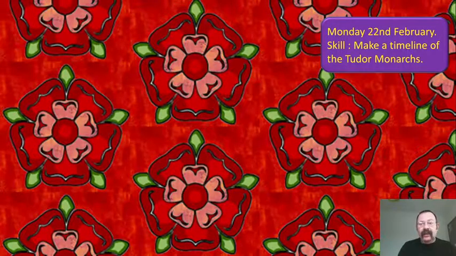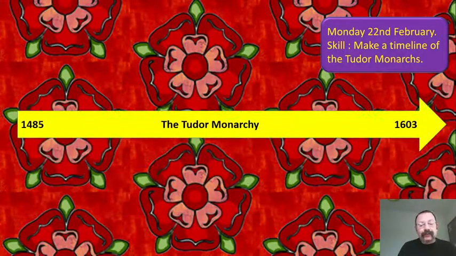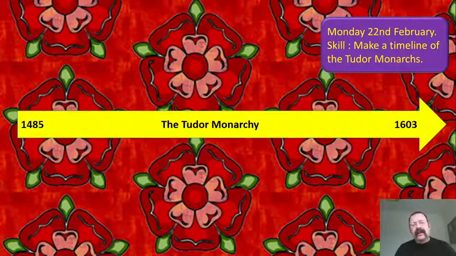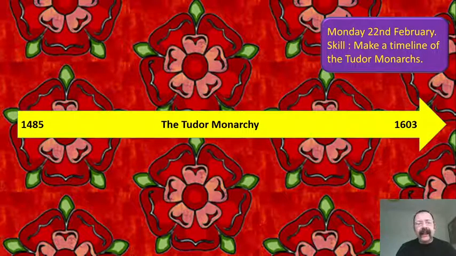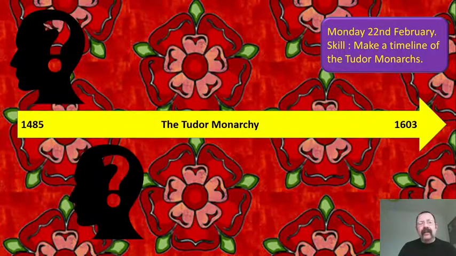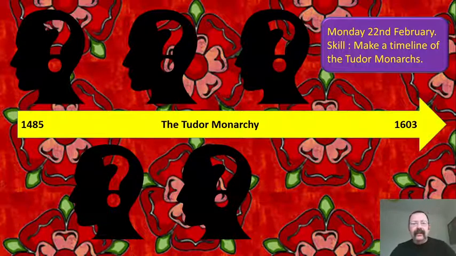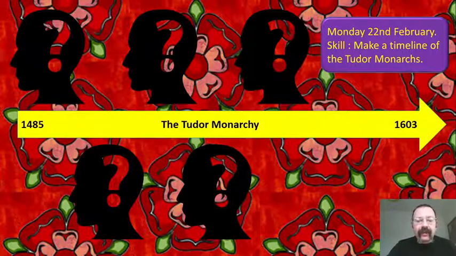Okay, so you're going to make your timeline. Now, we've made timelines before. We made a timeline when we were looking at Neil Armstrong up to Tim Peake and all that kind of thing, a space timeline. So this time we're just going to focus on that 118 years and who was on the throne. So you're going to need to use dates and you're going to need to use names as well, and also include some facts about each one of those rulers.